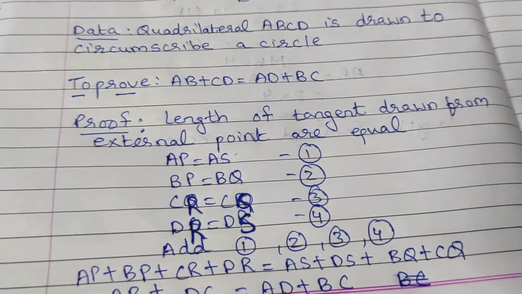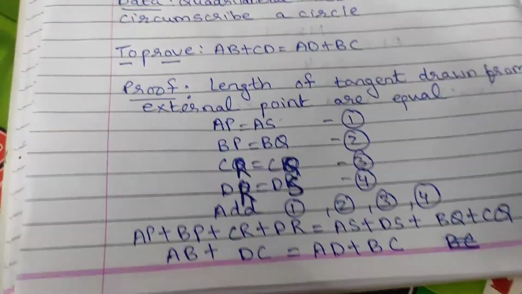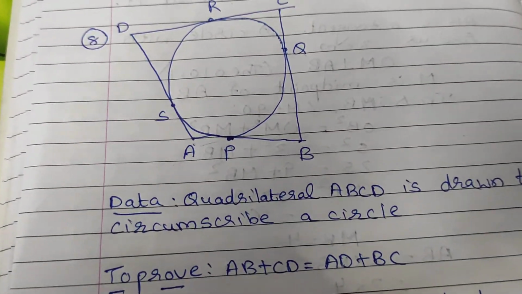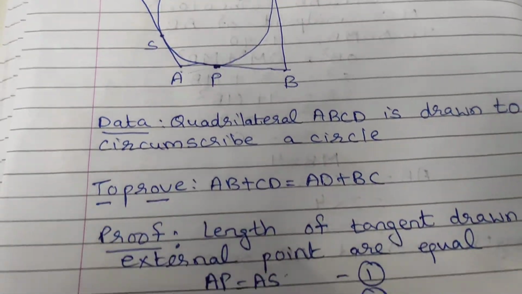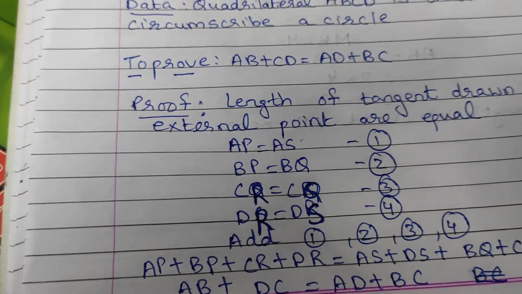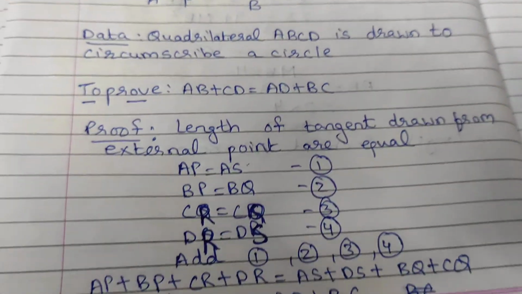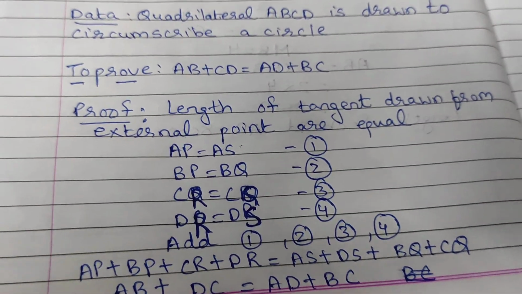That is, length of tangent drawn from external point are equal. Correct, students? So here we complete the second video of this chapter, circles. The third video will cover sum number 9, 10, 11, 12, 13. So right now, kindly practice these 8 sums very well. Till then, bye-bye.